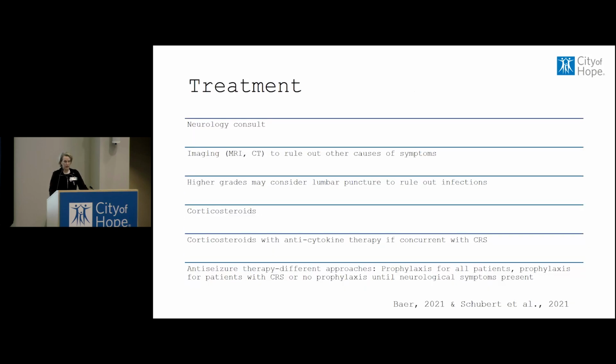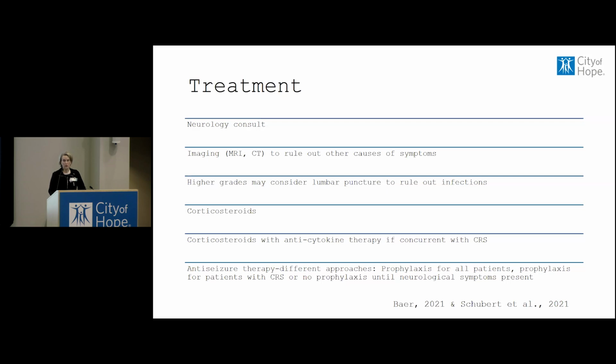So treating ICANS, neurology colleagues are very good people to have on board. They help with consulting and trying to rule out other causes. Imaging is very important, so either MRI or CT of the head to rule out any other causes of the symptoms, make sure the patient doesn't have some type of hemorrhagic event. Higher grades of ICANS may warrant a lumbar puncture to rule out infection if it's appropriate for the patient.